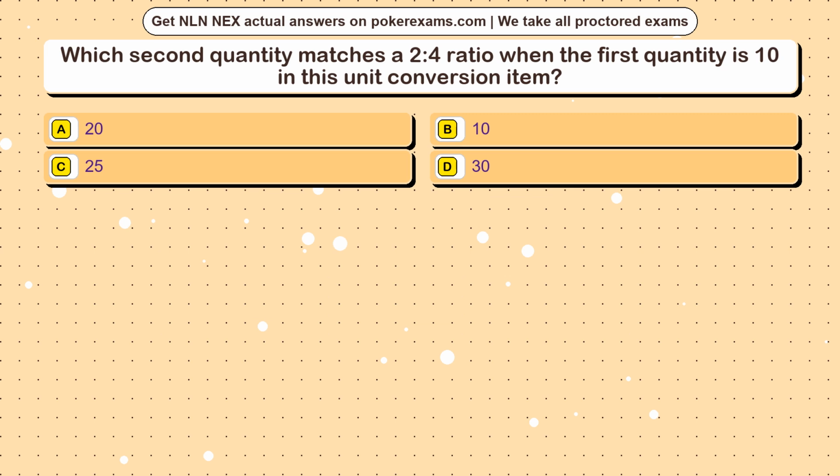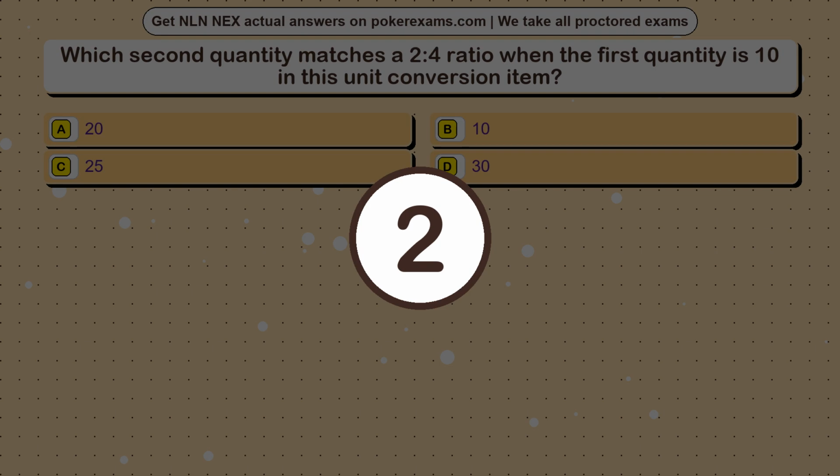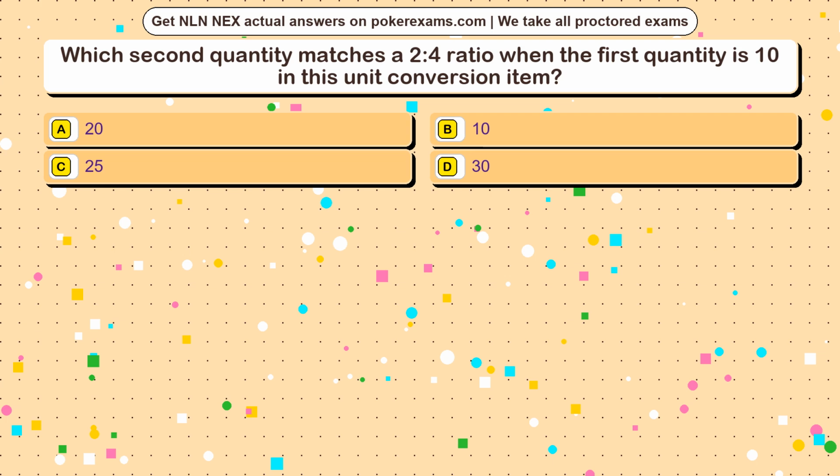Question 1. Which second quantity matches a 2 to 4 ratio when the first quantity is 10 in this unit conversion item? Option A, 20. Option B, 10. Option C, 25. Option D, 30. The correct answer is option.